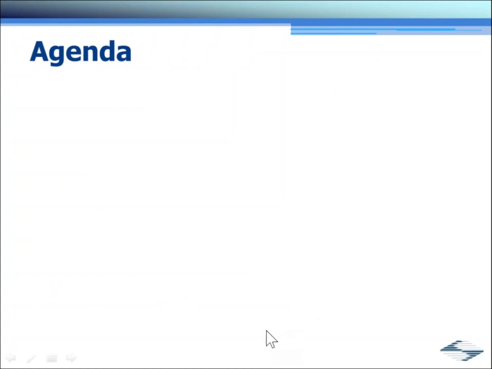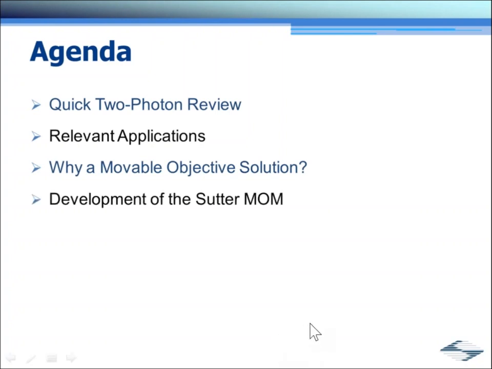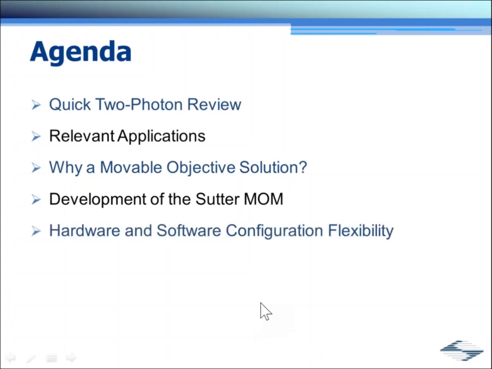So just to give us an outline of what we're going to be looking at today. First, we'll start off with a quick review on 2-photon technology, how the technique actually works. Then we'll discuss the relevant applications that we can approach with this technique and why 2-photon imaging is important for these fields. Then we'll talk about why a movable objective solution, why the Sutter MOM, and discuss the development of that instrument.